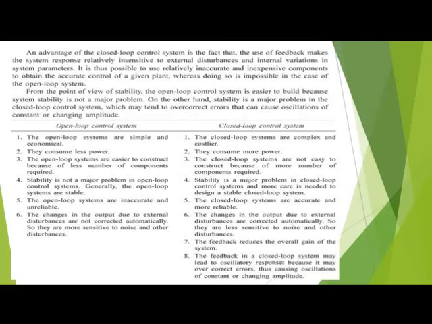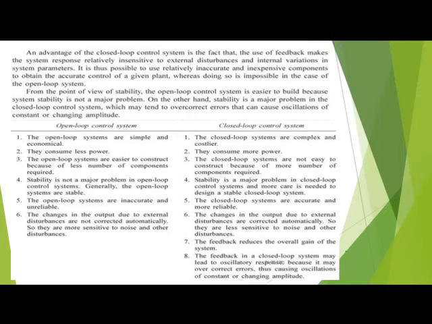An open loop system is easy to build because stability is not a major problem in open loop, but on the other hand, stability is a major problem in the closed system. Why? Because it tends to over correct error, which can cause oscillation of constant amplitude or change in the amplitude. Understood? This depends on the stability of the system. System stability is a major problem in a closed loop system. The problem is not there in an open loop system.